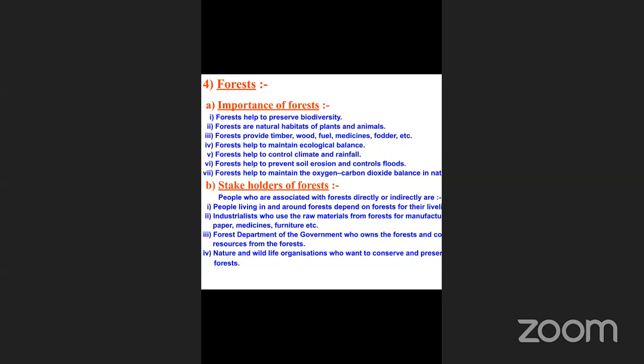One more thing I told you, forests help to prevent soil erosion, control floods, and forests help to maintain the oxygen carbon dioxide balance in nature. Is it clear now? What are the importance of forest? Shall we proceed? Yes, ma'am. Okay.